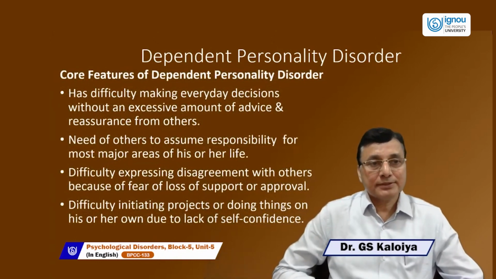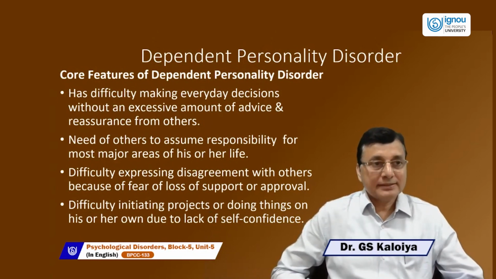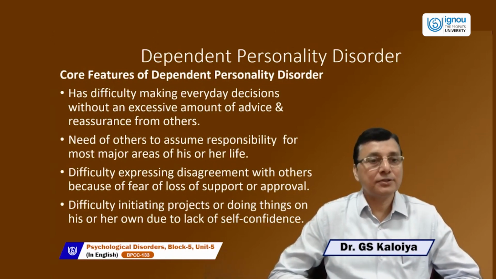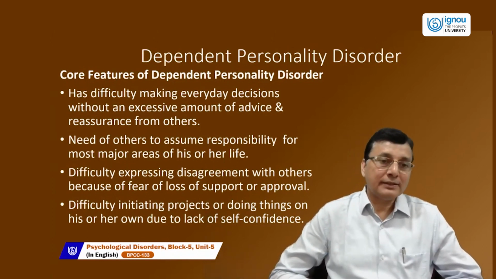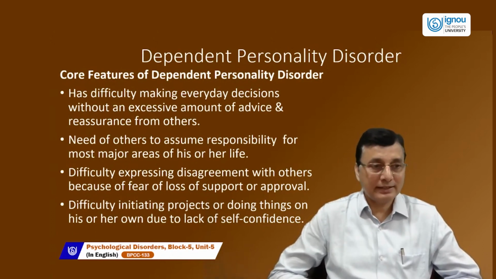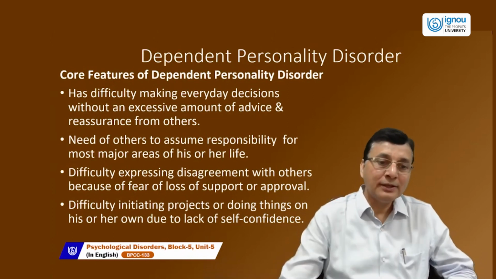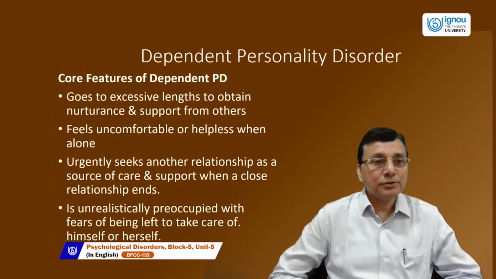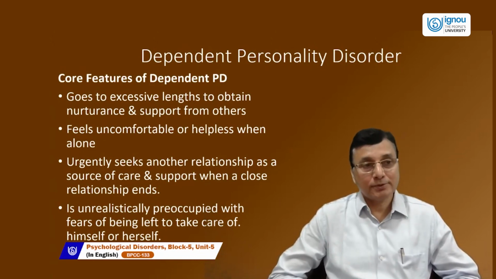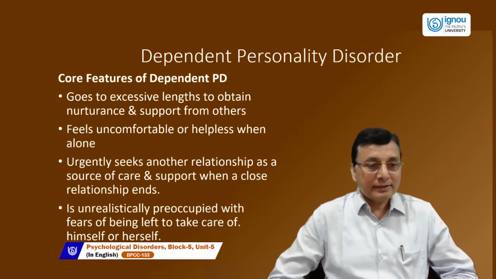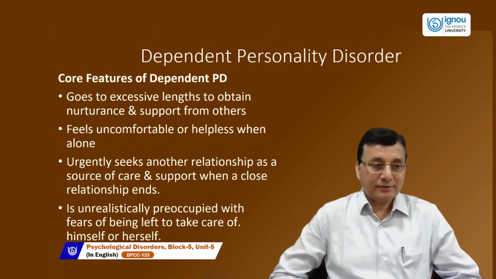According to DSM-5, the core features of dependent personality disorder are: difficulty making everyday decisions without an excessive amount of advice and reassurance from others; need for others to assume responsibility for most major areas of his or her life; difficulty expressing disagreement with others because of fear of loss of support or approval; difficulty initiating projects or doing things on his or her own due to lack of self-confidence; going to excessive lengths to obtain nurturance and support from others; feeling uncomfortable or helpless when alone; urgently seeking another relationship as a source of care and support when a close relationship ends; and being unrealistically preoccupied with fear of being left to take care of himself or herself.